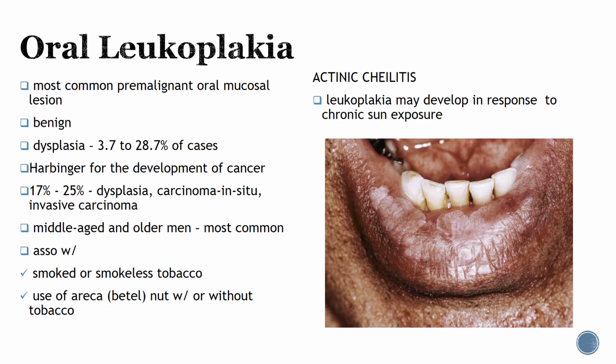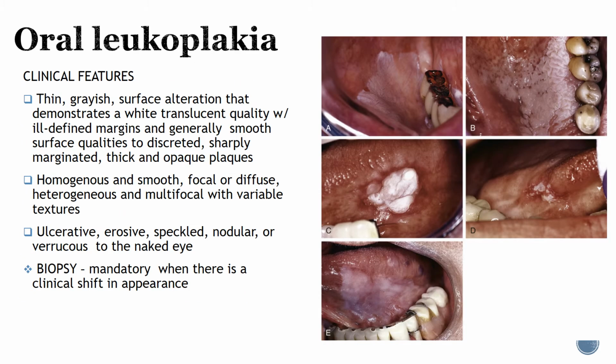Along the lower lip vermilion surface, patches of leukoplakia may develop in response to chronic sun exposure or actinic cheilitis, which demonstrates close relation with the cumulative exposure and the level of cutaneous pigmentation. The clinical features of oral leukoplakia can range from a thin grayish surface with a white translucent quality, ill-defined margins, and generally smooth surface qualities, to discrete, sharply marginated, thick and opaque plaques.